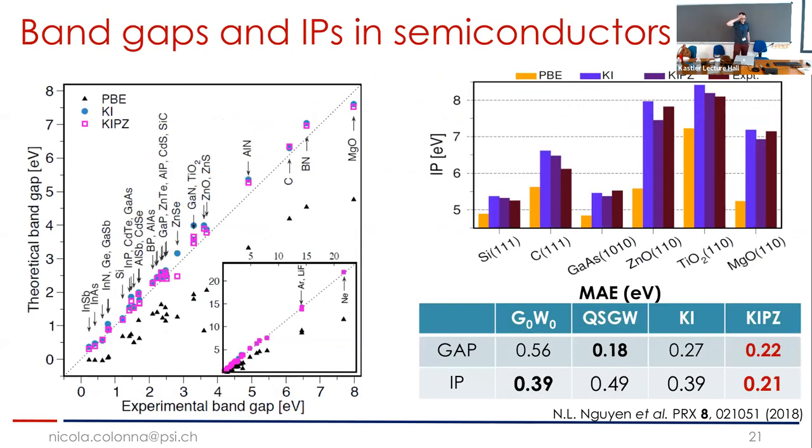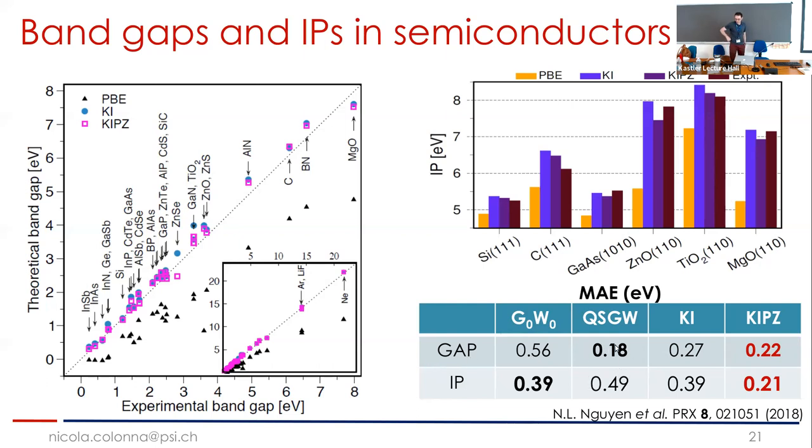This was a toy model. We applied this to a set of 30 semiconductors, for which we looked at the band gap and the ionization potential from seven surfaces. And again, we compare with the experiment and with Green's function theory. Here in the table, you see the average performance of the functionals. And again, we find the accuracy quite remarkable, especially for KIPZ. And even more remarkable is the fact that the performance is consistent for both the band gap and the ionization potential, which is not the case in Green's function theory.